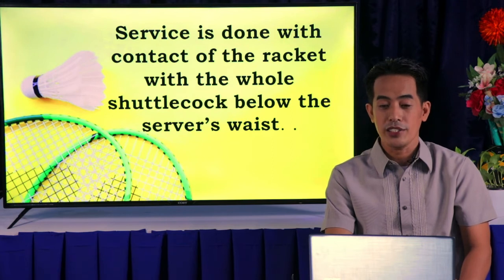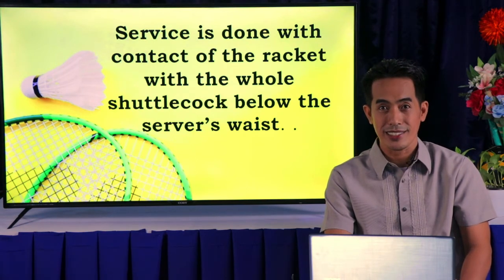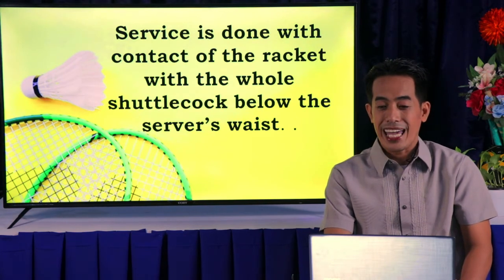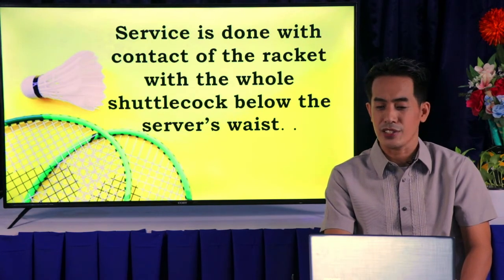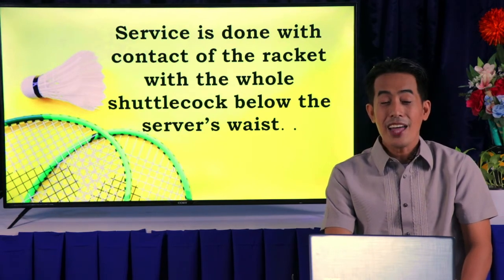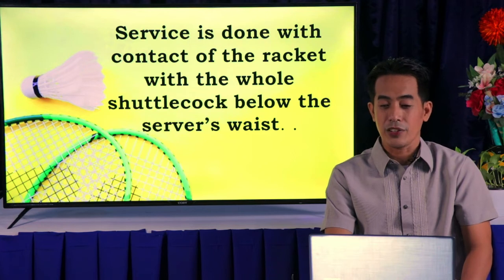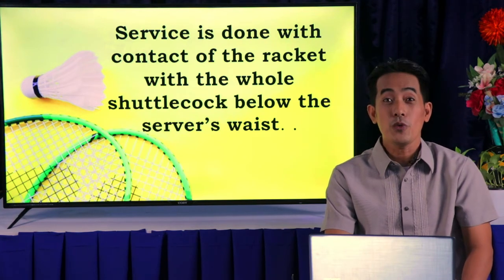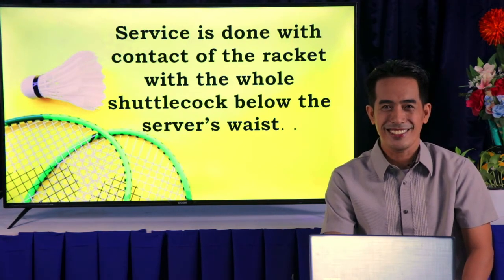A score is earned when a fault has been made, such as a service that is not correct, the shuttle lands outside the boundaries of the court, touches the person or dress of a player, or touches a player's racket and does not travel towards the opponent's court. And those were the basic concepts that are really important to bear in mind when playing badminton.